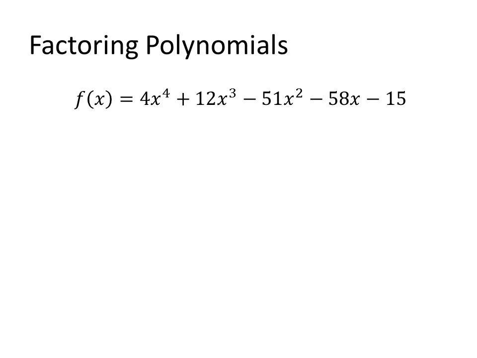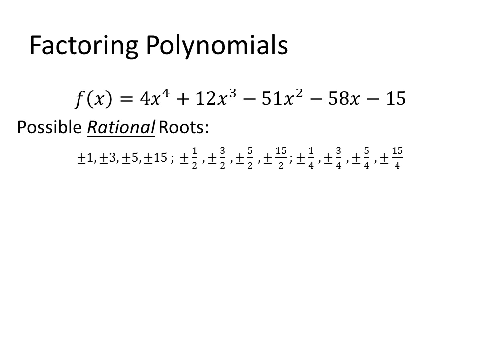Let's look at this example from before. When we used the rational root test, we found that the possible rational roots were listed here. This gives us a list of things that we can try to see whether they are factors. This method requires a lot of guess and check.